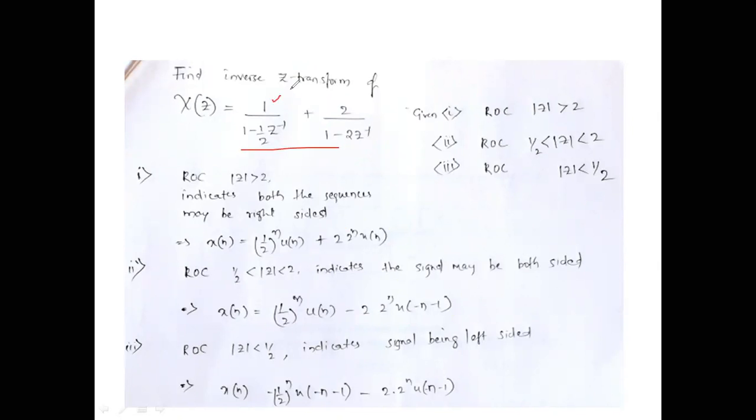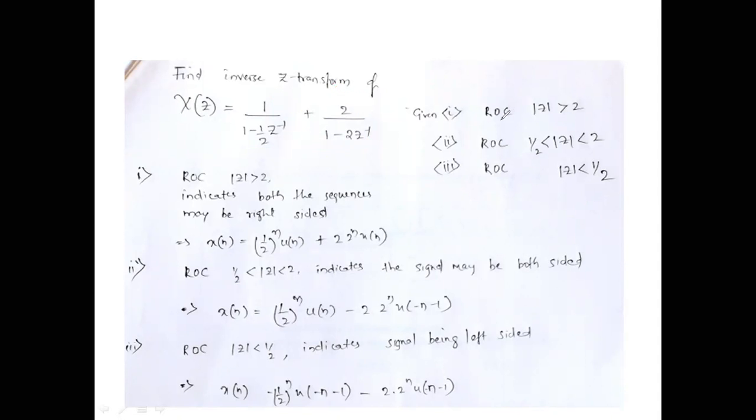First signal right sided, second signal also right sided. First signal right sided, second signal left sided. First signal left sided, second signal right sided. Or this signal also left sided, this signal is also left sided, right? So given the question, depending on the ROC is from where we have to predict which one is the time domain signal. Now let us see what sort of ROCs we have been given.